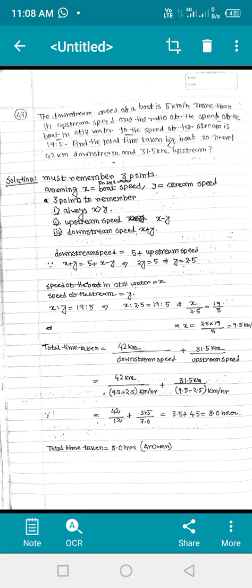Total time equals 52 km divided by the downstream speed plus 31.5 km divided by the upstream speed. Therefore 52 divided by (9.5 plus 2.5) plus 31.5 divided by (9.5 minus 2.5) equals 8 hours. Therefore the total time taken is 8 hours. It is the answer.